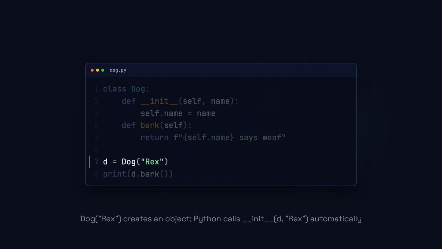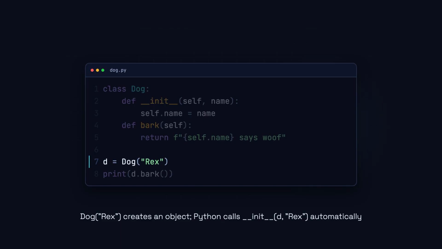On line 7, Dog of Rex creates a brand new dog object. Python immediately calls dunder init, passing that new object as self and the string Rex as name. Then self.name equals name stores Rex on the object.